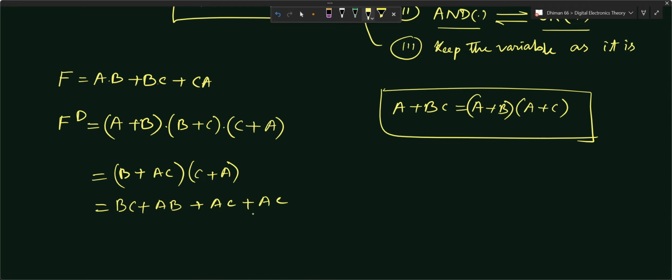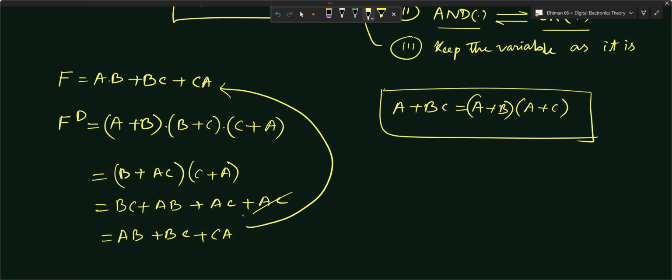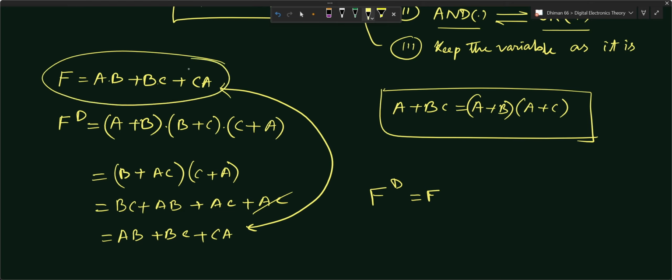So AC we are having twice, so we can omit one term. So we are getting AB plus BC plus CA. Okay, so this term is exactly same with the given function. So if we find out the dual of this given function f, that function is exactly same with the given function. That means we have found out that f dual is exactly equal to the given function. Okay, so we can say that this given function is in self-dual mode.